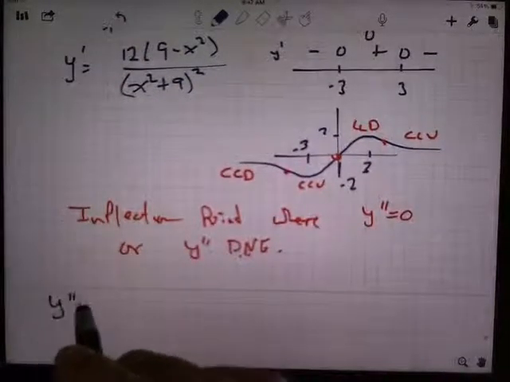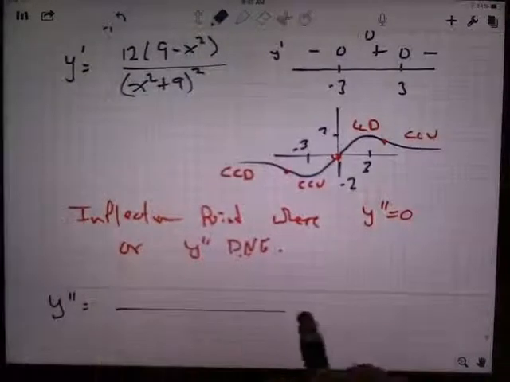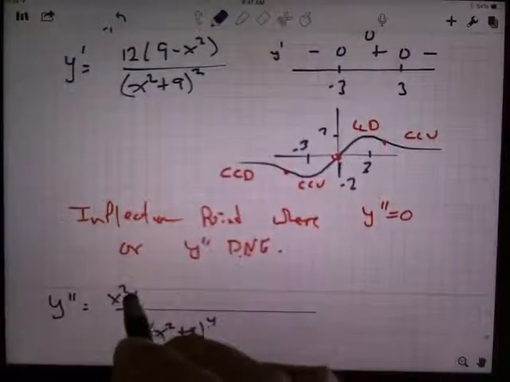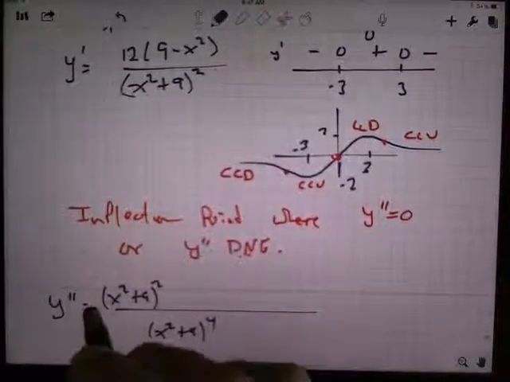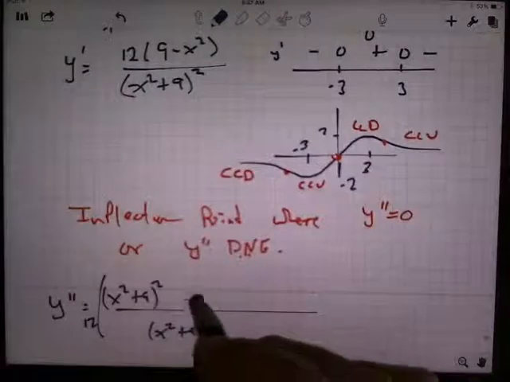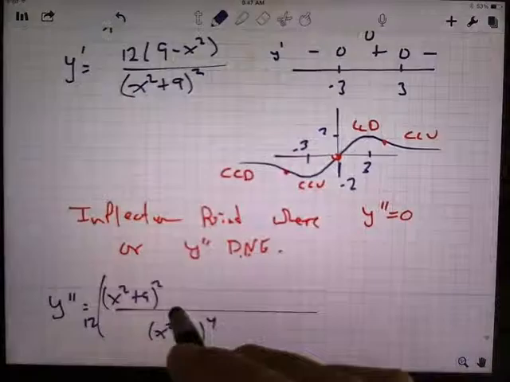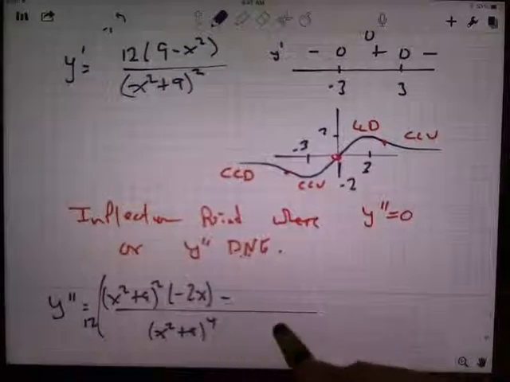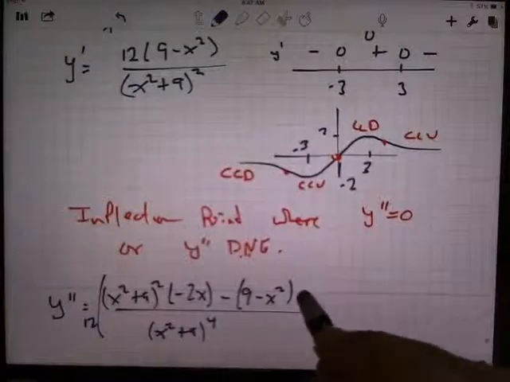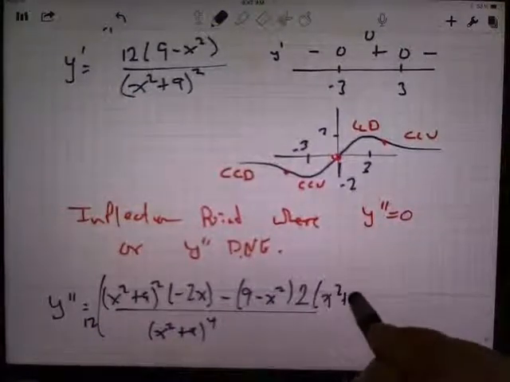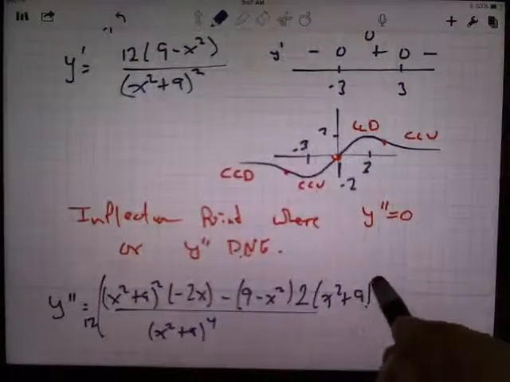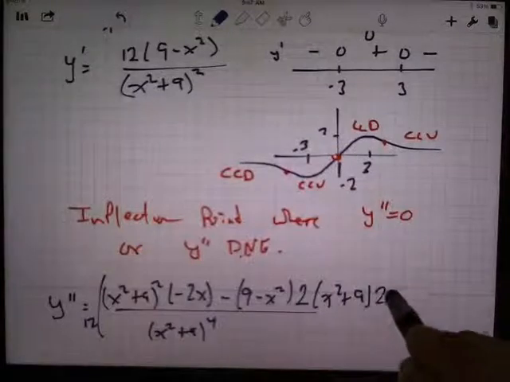So y double prime equals, I'm looking at this thing now, doing a big old quotient rule. So I've got x squared plus 9 to the 4th power, x squared plus 9 squared. Again, let's just throw the 12 out in front just to make our lives a little easier. 12 times all this stuff. So that was the bottom times the derivative of the top, so I need a negative 2x, minus the top times the derivative of the bottom, and the derivative of the bottom is 2 times x squared plus 9 to the 1st power times the derivative of the inside, which is 2x.